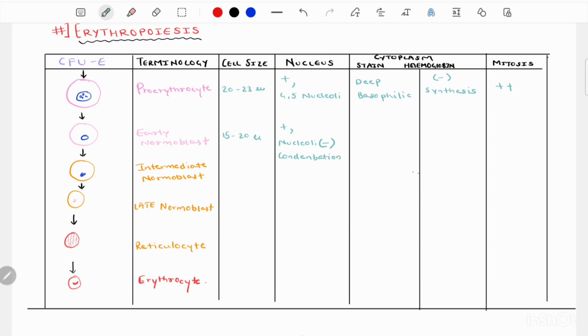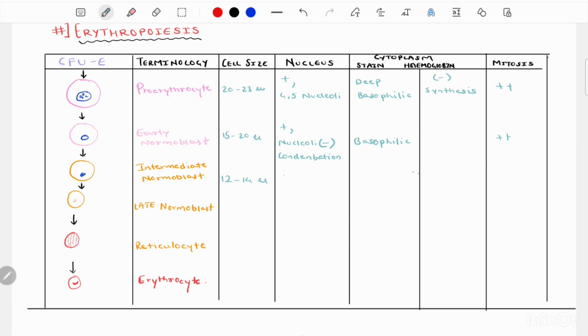Cytoplasm is basophilic, and this stage is also known as basophilic erythroblast. The cell develops into the next stage, which is called intermediate normoblast. The size of the cell still decreases, and it's around 12 to 14 micron.